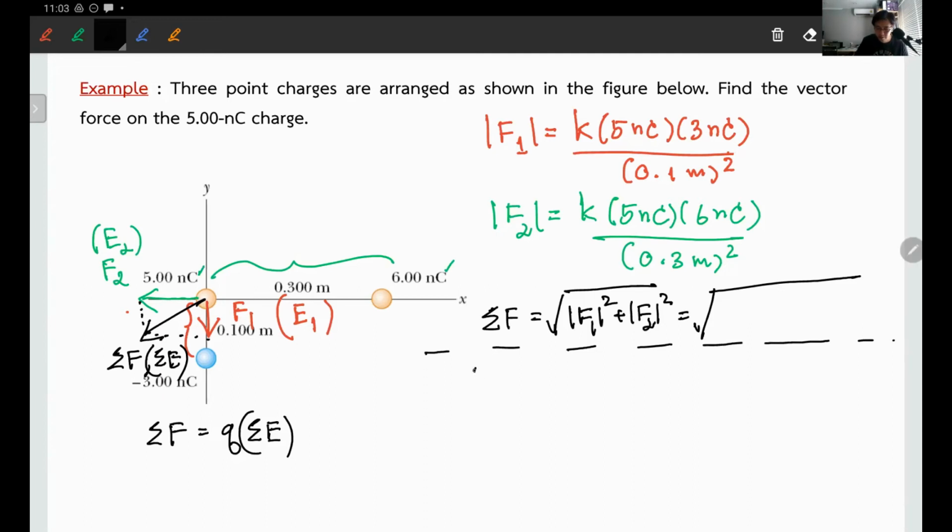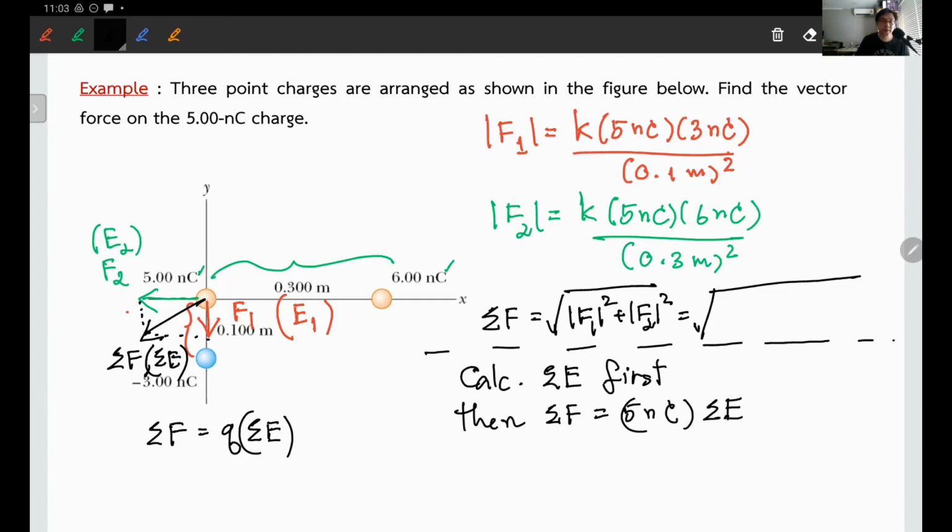Okay, calculate sigma E first. And then sigma F equals 5 nanocoulomb times sigma E, something like this. Okay, if you want to give it a shot, it would be great. It would be nice. Okay, try again. We have some more exercises.